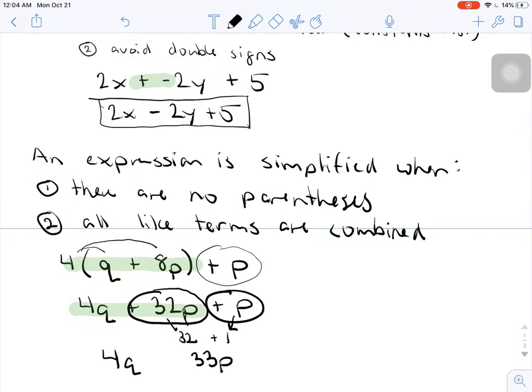So 4Q plus 33P. Or if you wanted to follow our ABC order unspoken rule, you could use commutative property to flip that around and say 33P plus 4Q. And that would be your final answer. So that's an example of a problem where you would need to use our distributive property from the last lesson combined with what we were just talking about: how to spot like terms and how to put like terms together.